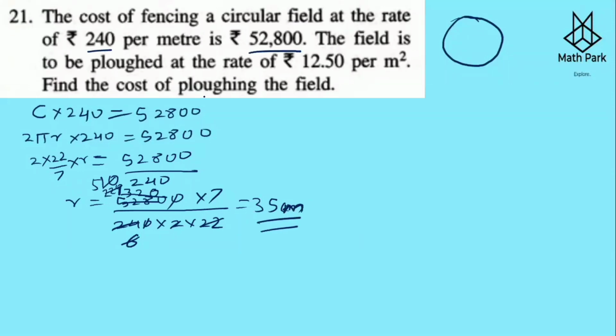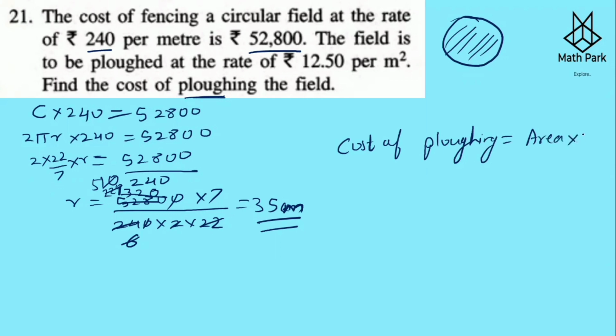Now you are asked to find the cost of plowing the field. That means it is area. This is the part where it is to be plowed. So the cost of plowing the field is equal to area multiplied by rate. Area multiplied by rate. So area is pi r square multiplied by the rate, which is 12.50. This is the cost. So let us simplify this. So pi is 22 by 7. Radius is r, that is 35.